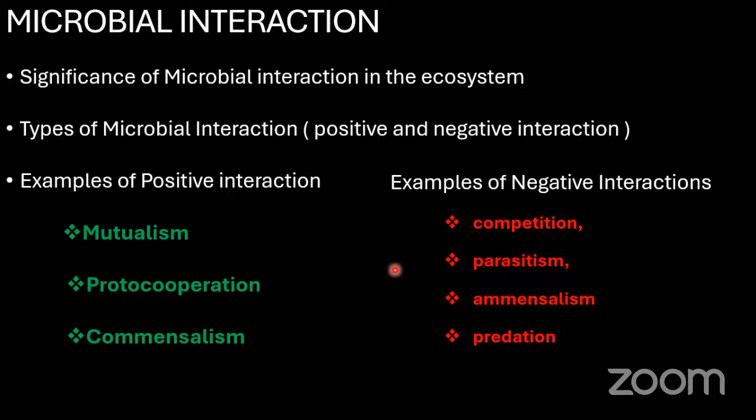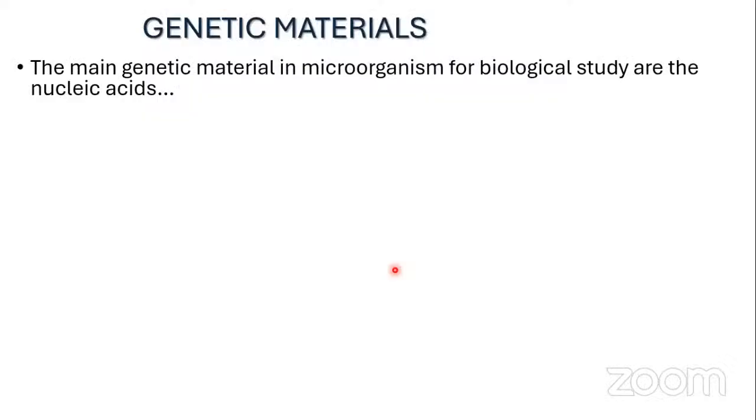Then we move to the next topic that we talked about, which is genetic materials. When we say genetic material, the first thing that comes to your mind is what aids in genetics. What are the main materials in genetics? The main genetic material in microorganisms for biological study are the nucleic acids.